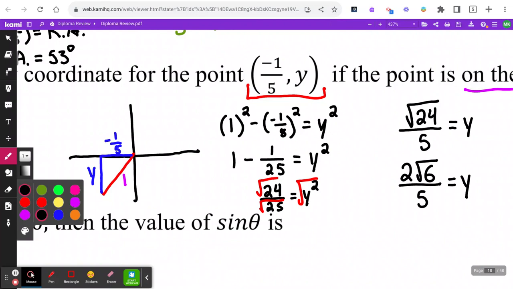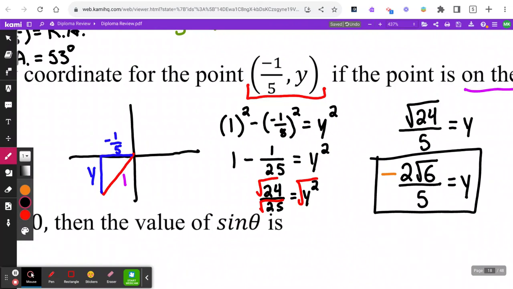Because that's positive 2 root 6 over 5. Look at where we are in our graph. We are in the bottom half of the graph, meaning that the y value must be negative. So this is actually negative 2 root 6 over 5. A lot of people get to here, right? You square root, you get a decimal answer, and you don't know what to do. Don't change it into decimals. Leave it as an exact value. Do the math, simplify each part, and then check if your negative's right.